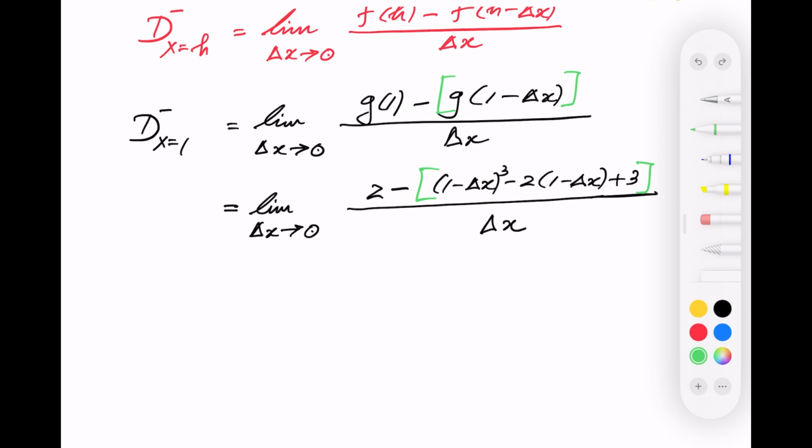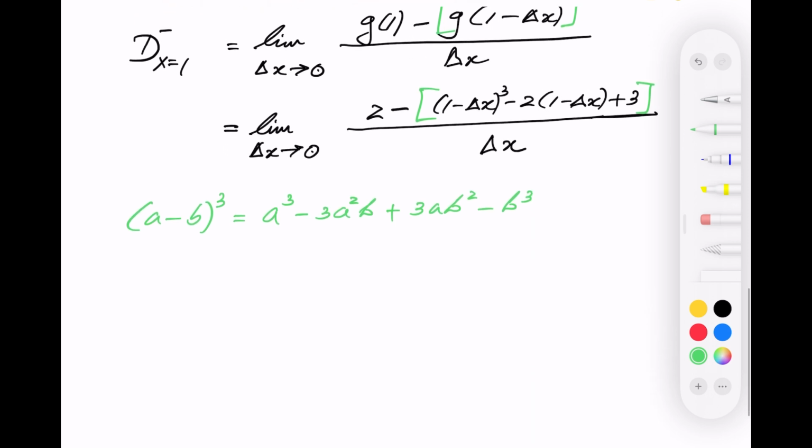What's the expansion of a minus b raised to the third power? We know this is equal to a cubed minus 3 times a squared times b plus 3 times ab squared minus b cubed. I'm going to go ahead and use that result in order to expand 1 minus delta x raised to the third power. In that case, a equals 1 and b equals delta x.